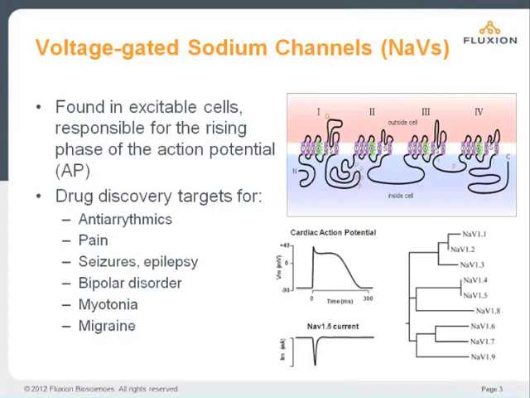The NAVs are hotly pursued targets in drug discovery efforts. They have long been used as antiarrhythmics, for instance, drugs like flecainide and propafenone. NAV1.7, 1.8, and 1.9 are being pursued for the treatment of pain.